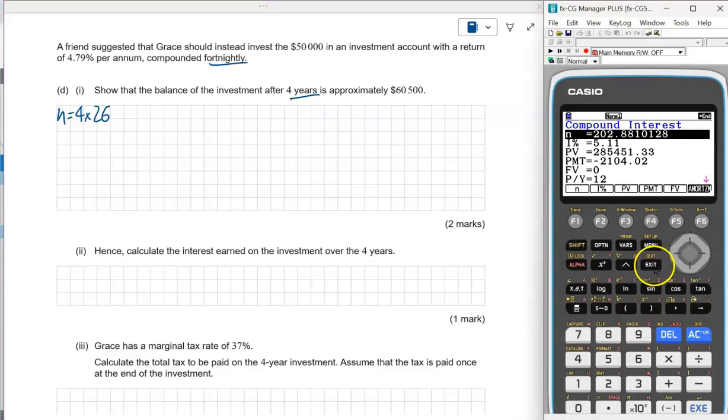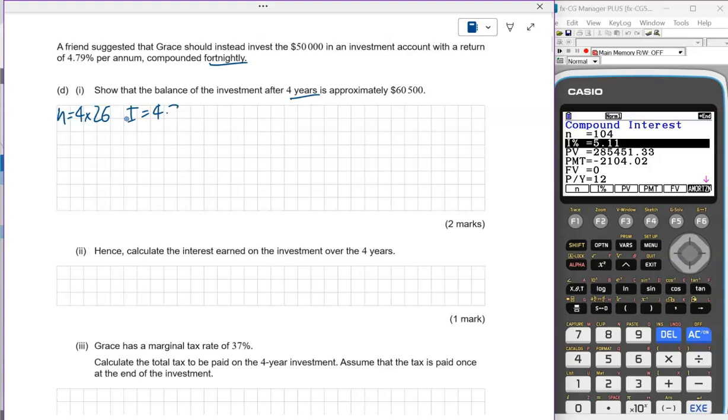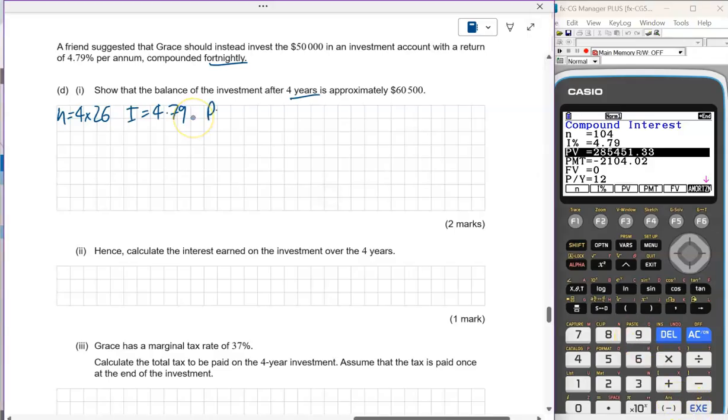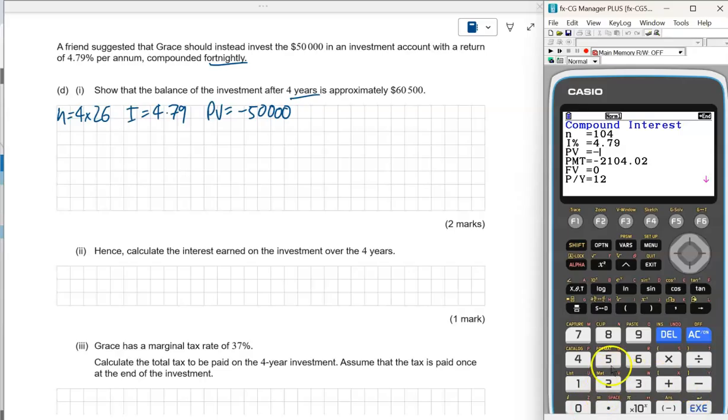So let's go back in and set that. So 4 times 26. The interest rate here is 4.79. So let's set that. The present value, the principal, the amount she's investing is 50,000. Now we're going to set this as a negative because it's an outgoing. She is putting it into the bank, or she's giving it to the bank for those 4 years. So minus 50,000 is the investment.